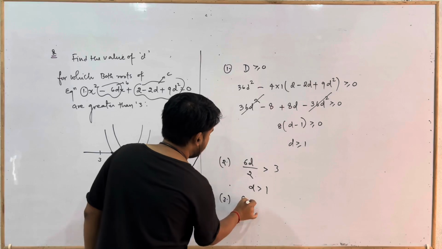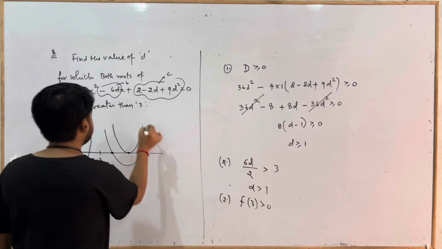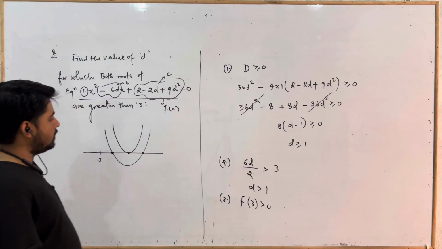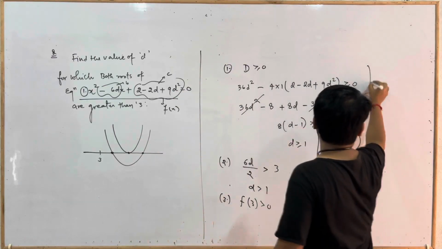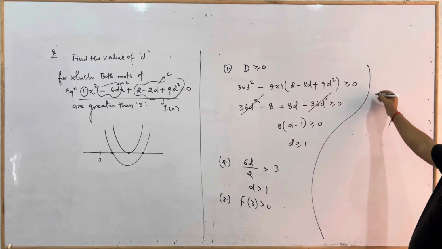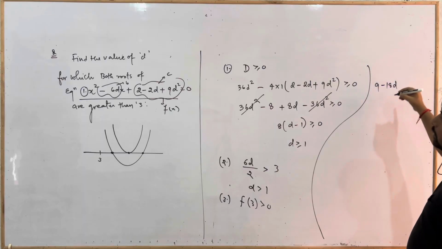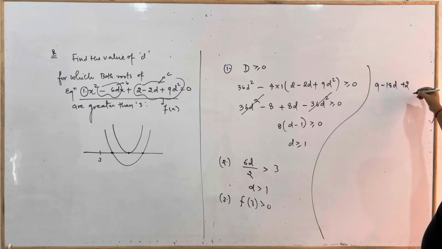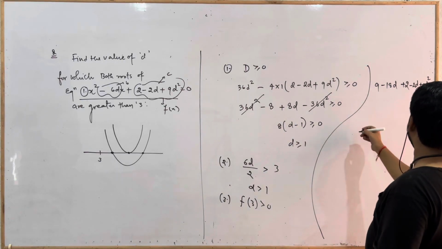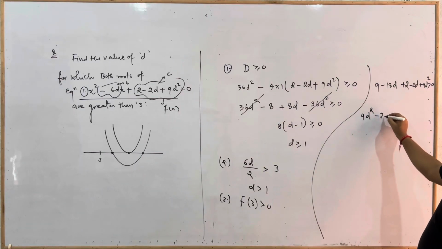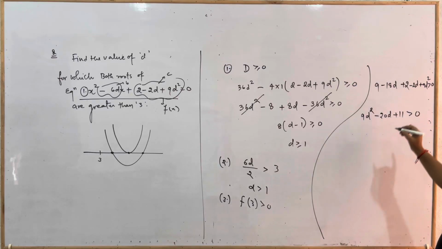F of 3 is greater than 0. This is your fx, right? This is basically your fx. So if I put the 3 here, 3 square is 9, minus 18d, plus 2 minus 2d plus 9d square is what? Greater than 0. Let's simplify this one. So this will be 9d square minus 20d plus 11 greater than 0.